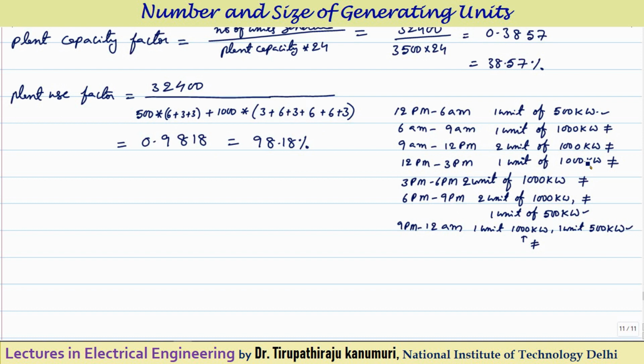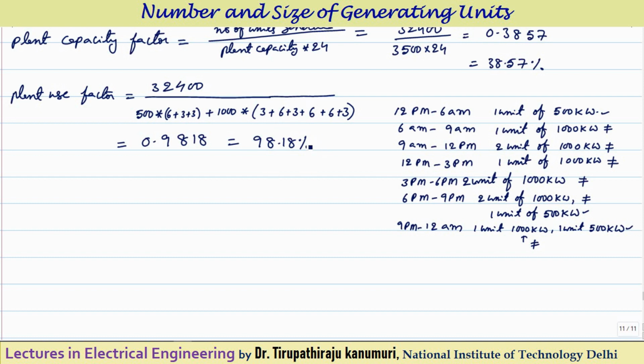Then 1 unit of 1000 is running from 12 to 3. That means 3. Again from 3 to 6, for 3 hours, 2 units are running. So 3 into 2 is 6. Plus again 6 to 9, 2 units are running, so again it is 6. Again 9 to 12, only 1 unit is running, so it is 3. When you calculate this, you will get 98.18%.